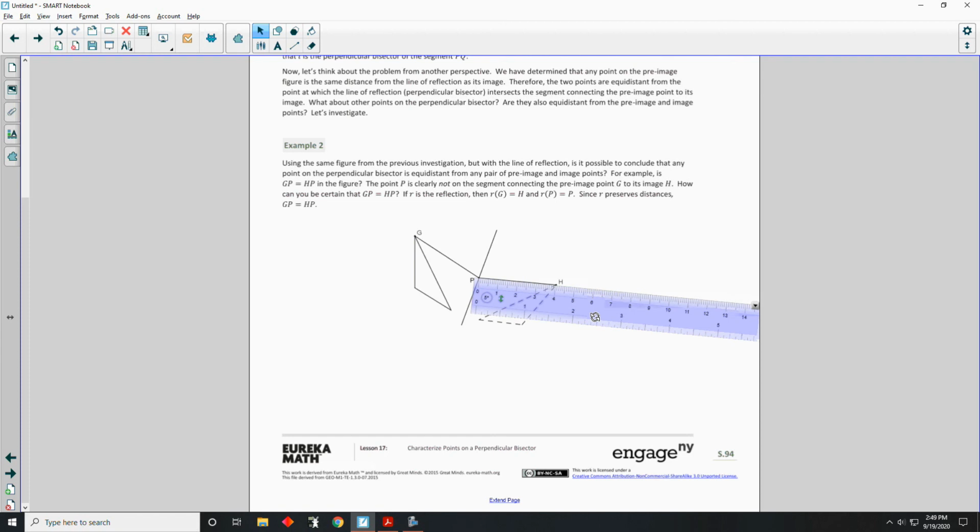If R is the reflection, then R of G, the reflection of G, equals H, and the reflection of P equals itself because it's on the line of reflection. Since R preserves distances, GP is equal to HP.